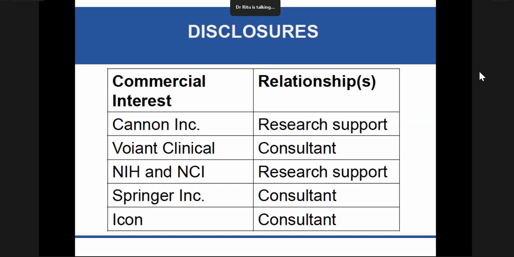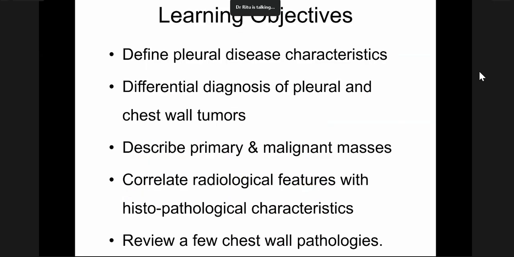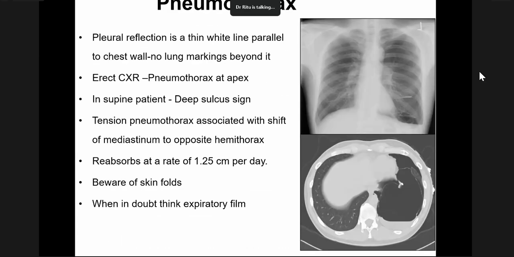These are my disclosures, nothing really pertaining to my current presentation, but I do have some relevant financial relationships that I wanted to declare. So the learning objectives for this talk are to define pleural disease characteristics, go over some of the differential diagnosis of pleural and chest wall tumors, and then describe some primary and malignant masses. We will do RadPath correlations with some of the basic histopathological characteristics. If time permits, we may review some of the chest wall pathologies, which abut the pleura as well.